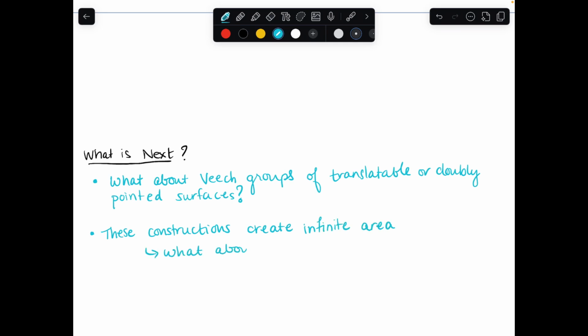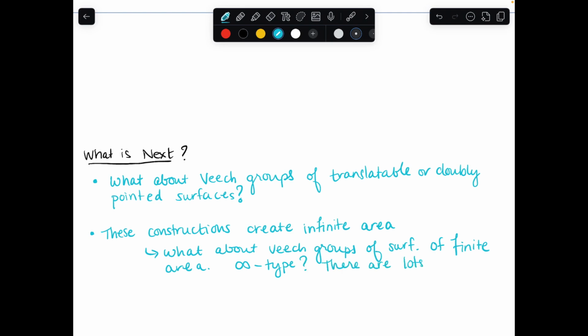So this leads to the question, what about Veitch groups of surfaces of finite area? And I want to note that there are finite area surfaces of infinite type. There's plenty of those, lots of them exist. And then of course there are finite area surfaces of finite type. And actually that question seems to be harder to answer.